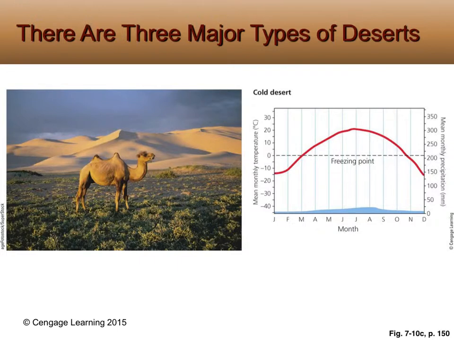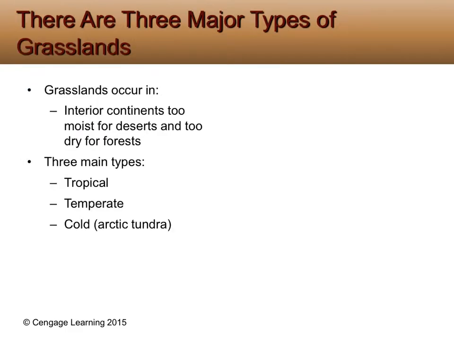The next one is a cold desert. This is kind of like the Gobi Desert of the Mongolian region. You can see it actually gets to the negatives in temperature. It's got fairly consistent rainfall throughout the year, but again, not very much, a huge limiting factor, and it gets quite warm in the summertime. So again, that's a cold desert.